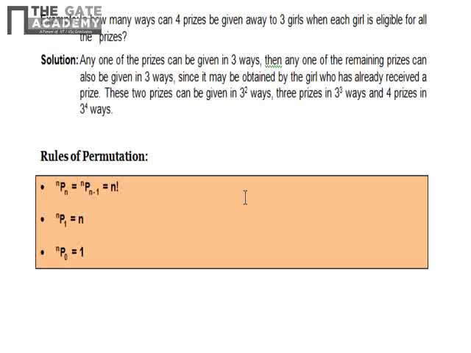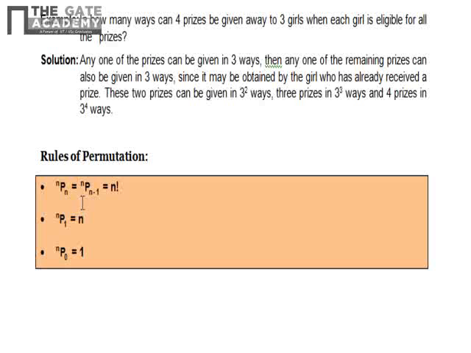Now since every girl is eligible for all the prizes, the second prize also you can give to any of the 3 girls. That means the second prize can also be distributed in 3 ways. Similarly for the third prize, and similarly for the fourth prize. That means all the prizes you can distribute in 3 ways. That means 3 into 3 into 3 into 3, 3 raised to 4 ways.